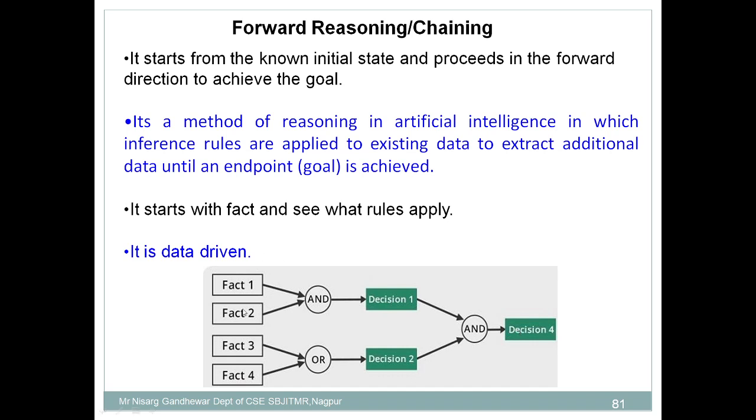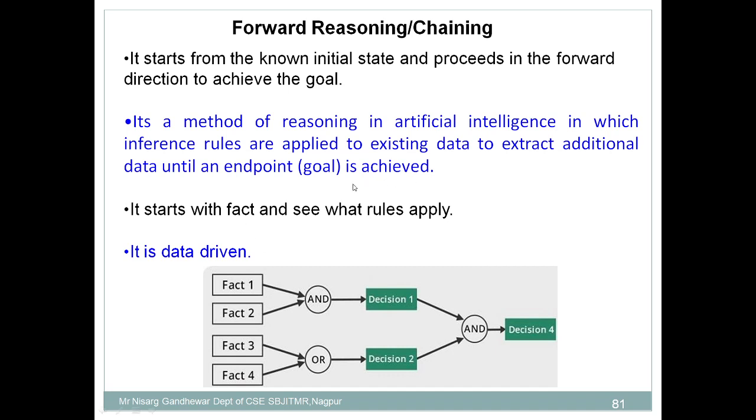That means you are moving in a forward direction. Some facts are already there, which are considered as data, on which we apply some kind of rules so that we come to know about a decision. After combining it, we come to know about one final decision. So this is how forward reasoning works.